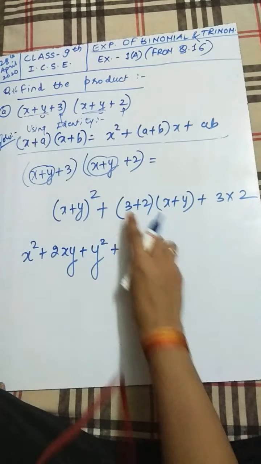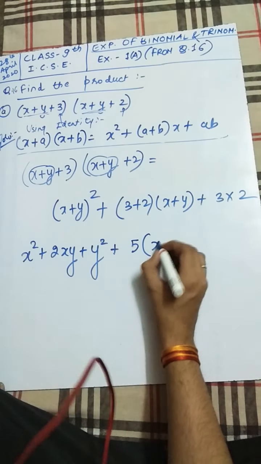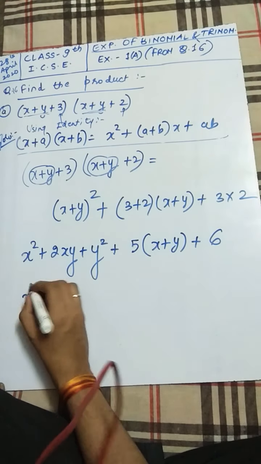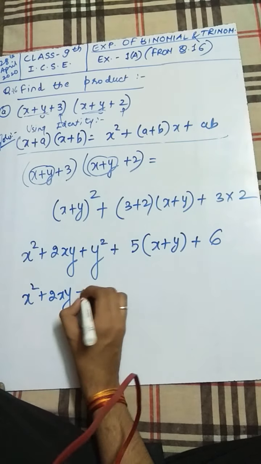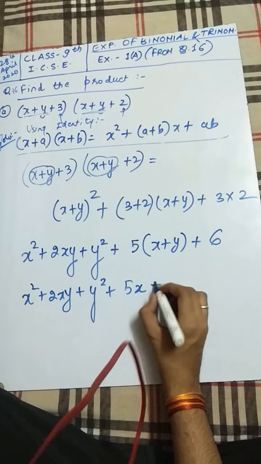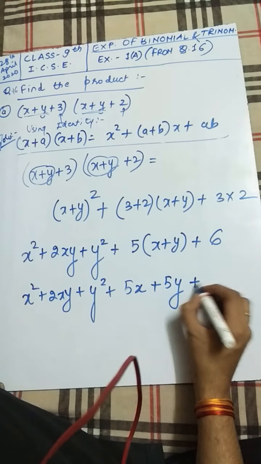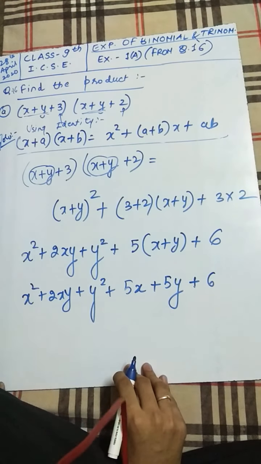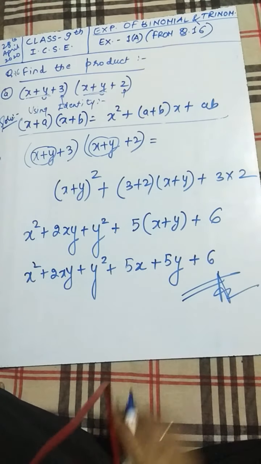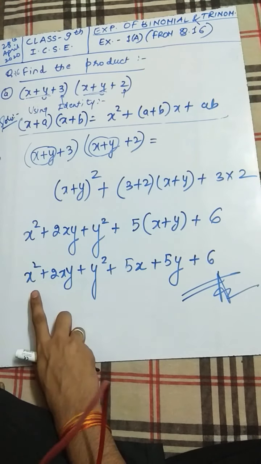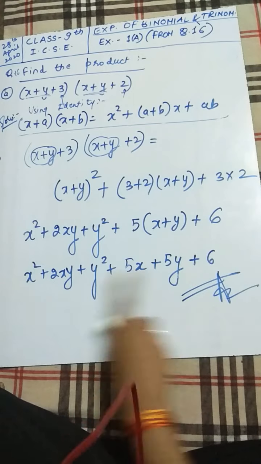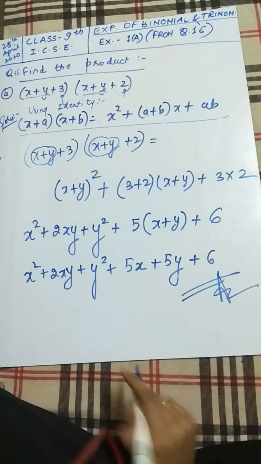3 plus 2 is what? 5. And 3 into 2 is what? 6. So finally, multiplying this inside, this is 5x plus 5y plus 6. Now you can arrange this, or this is the final answer. You can arrange it as x square plus 5x plus y square plus 5y plus 2xy plus 6. That is also correct.